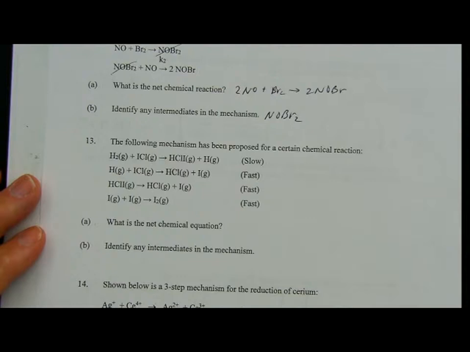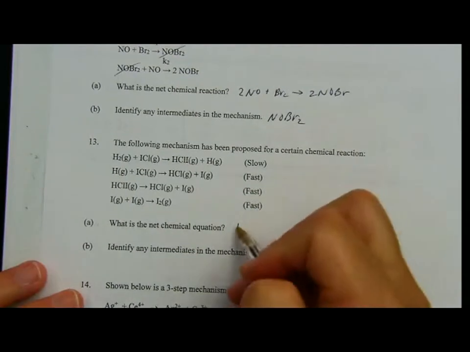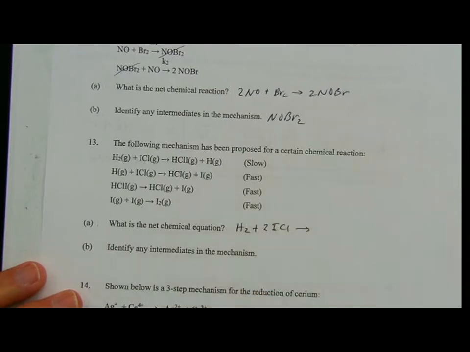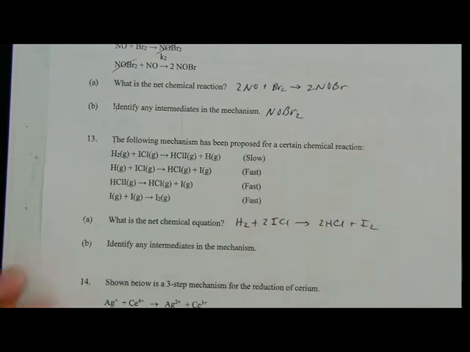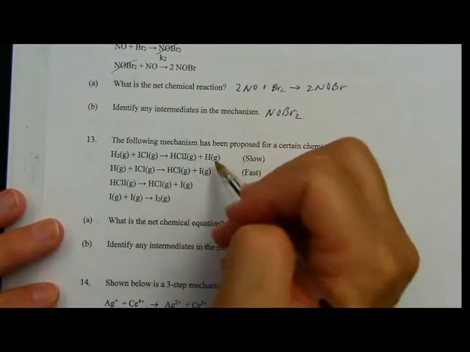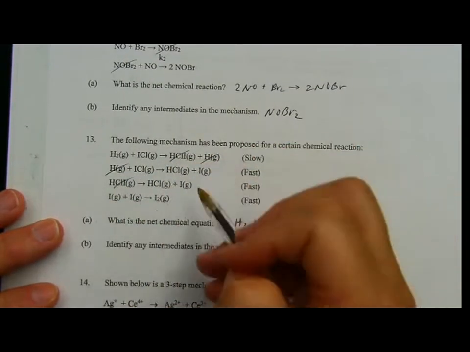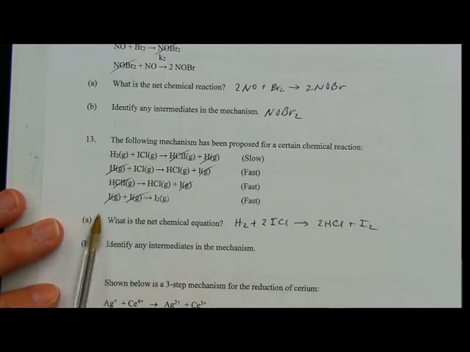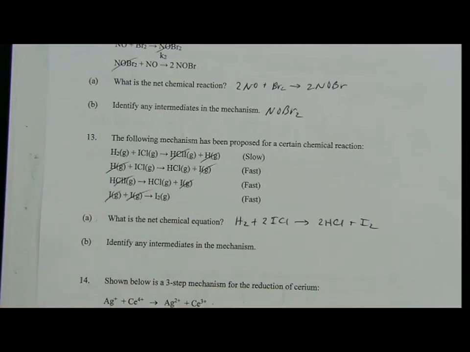Anybody come up with what that net chemical equation is? H2 plus 2ICl goes to form 2HCl plus I2. Okay, let's check that. So the H atoms cancel, the HCl cancels, the I atoms cancel there. So we've got 2ICl plus H2 goes to form 2HCl plus I2. Yes, that is correct. Are there any intermediates in this mechanism?